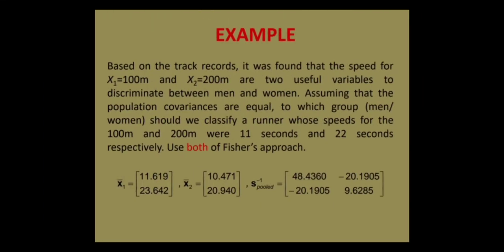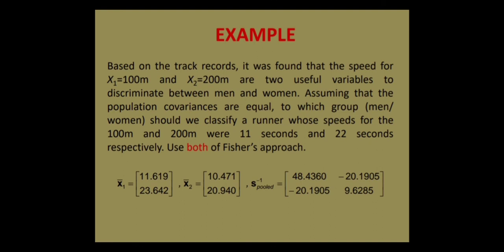Okay, let's see the example. Based on the track records, it was found that the speed for the runner finish 100 meter and 200 meter, okay, which is the two useful variables to discriminate between men and women. Okay, kita nak discriminate sama ada ianya man or woman by these two variable. Dia punya speed dia lari 100 meter dan juga 200 meter. Daripada these two variable, kita boleh tahu this runner are men or women.